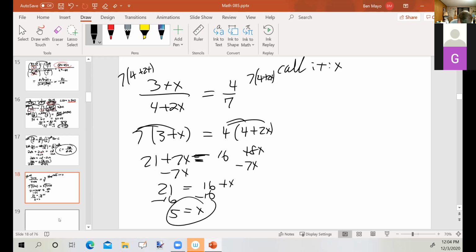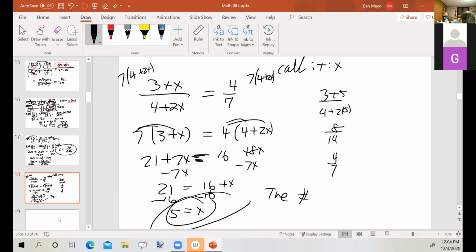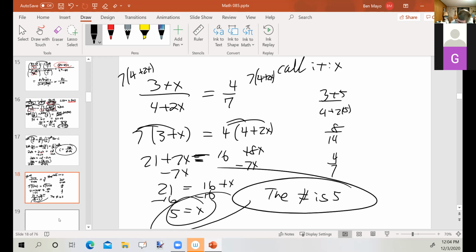Well, let's see if that's true. If x is 5, 3 plus 5 over 4 plus 2 times 5 would be 8 over 14, which can be reduced down to 4/7. So the number is 5. All righty.